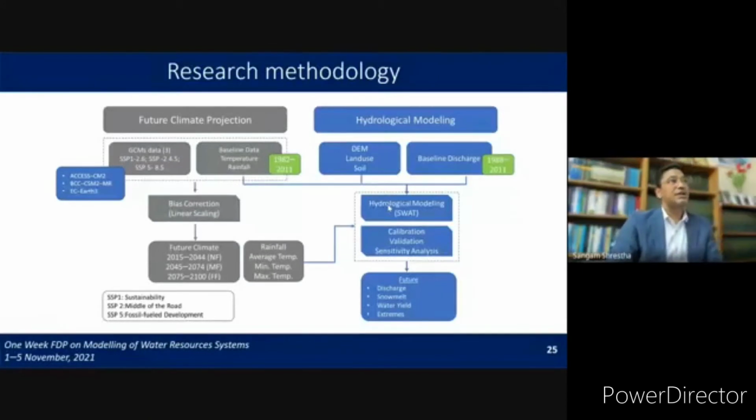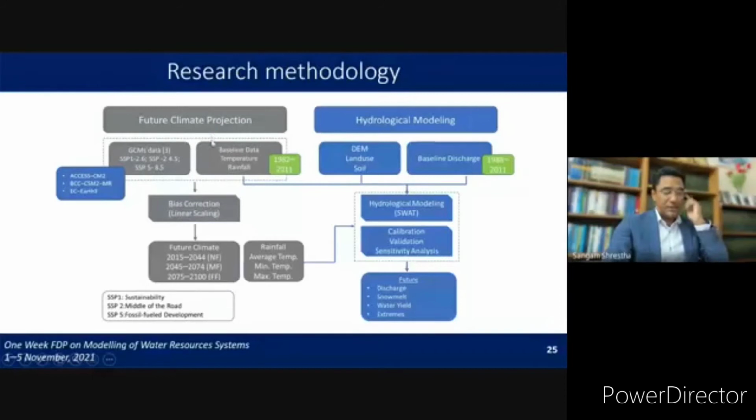Okay, so this slide shows what kind of methods we have adopted to assess the climate change impact on the hydrology. And as I mentioned in the beginning, the modeling framework is a two-step process, and the first step is we have to generate the future climate data, how the temperature will change and how the other climate-related variables will change in the future. And we call it a future climate projection.